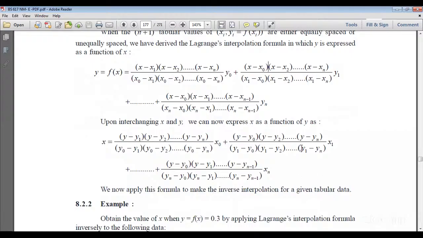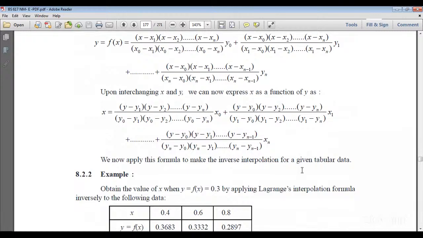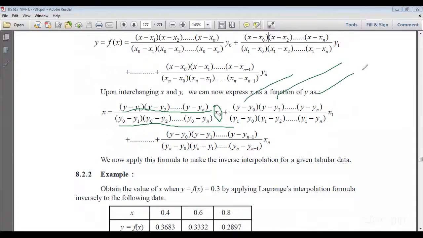Upon interchanging x and y, we now express x as a function of y. So x is a function of y we are taking here: y minus y1, y minus y2 and so on, y minus yn, by y0 minus y1, y0 minus y2 and so on, y0 minus yn, into x0. Then y minus y0, y minus y2 and so on, y minus yn, by y1 minus y0, y1 minus y2 and so on, y1 minus yn, into x1, and so on. Then y minus y0, y minus y1 and so on, y minus yn minus 1, by yn minus y0, yn minus y1 and so on, yn minus yn minus 1, into xn we are taking here.